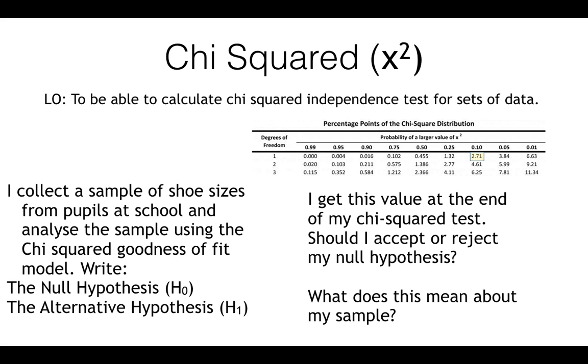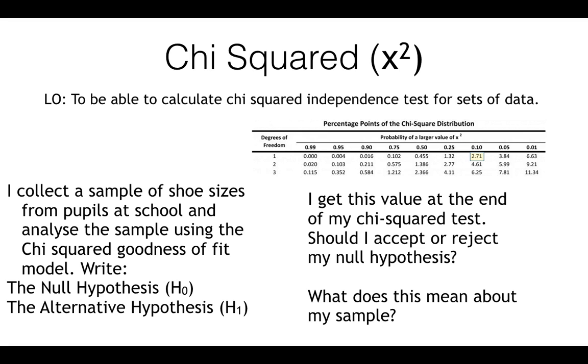Okay, on to chi-squared test number 2, and this is the chi-squared test for independence. So it's looking at sets of data and deciding whether or not two factors are independent of each other.